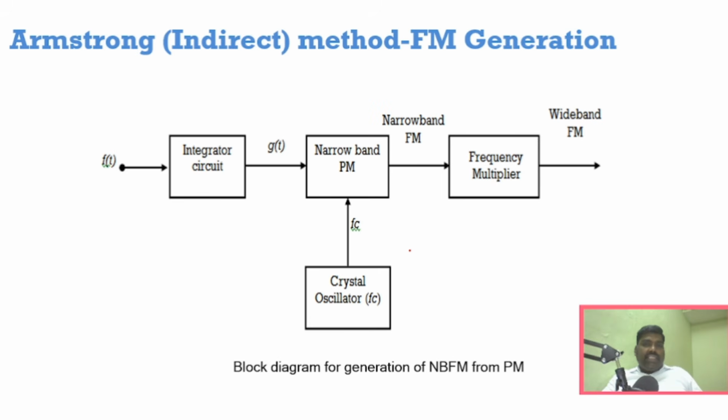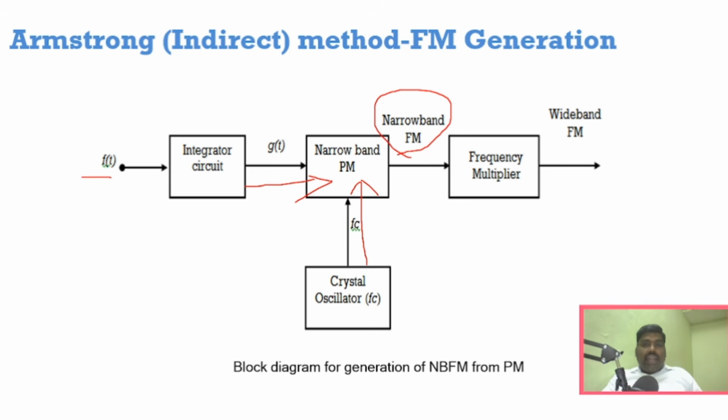Now you can see this is the normal indirect method of FM generation, right? As I said here, the message signal is integrated, and the integrated message signal is sent to the narrowband phase modulator, and then the crystal oscillator frequency, the carrier frequency, is added here, and this operation generates a narrowband FM, right?